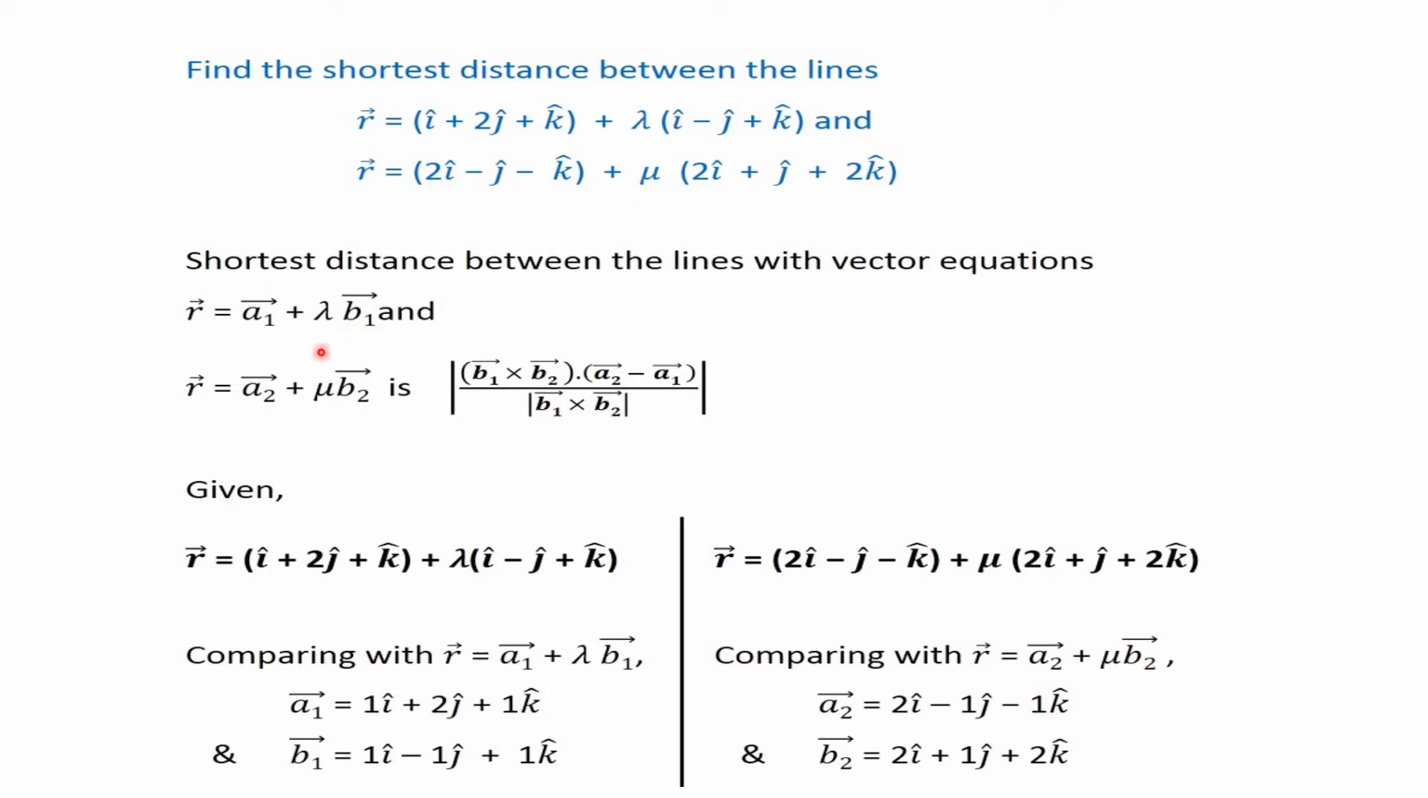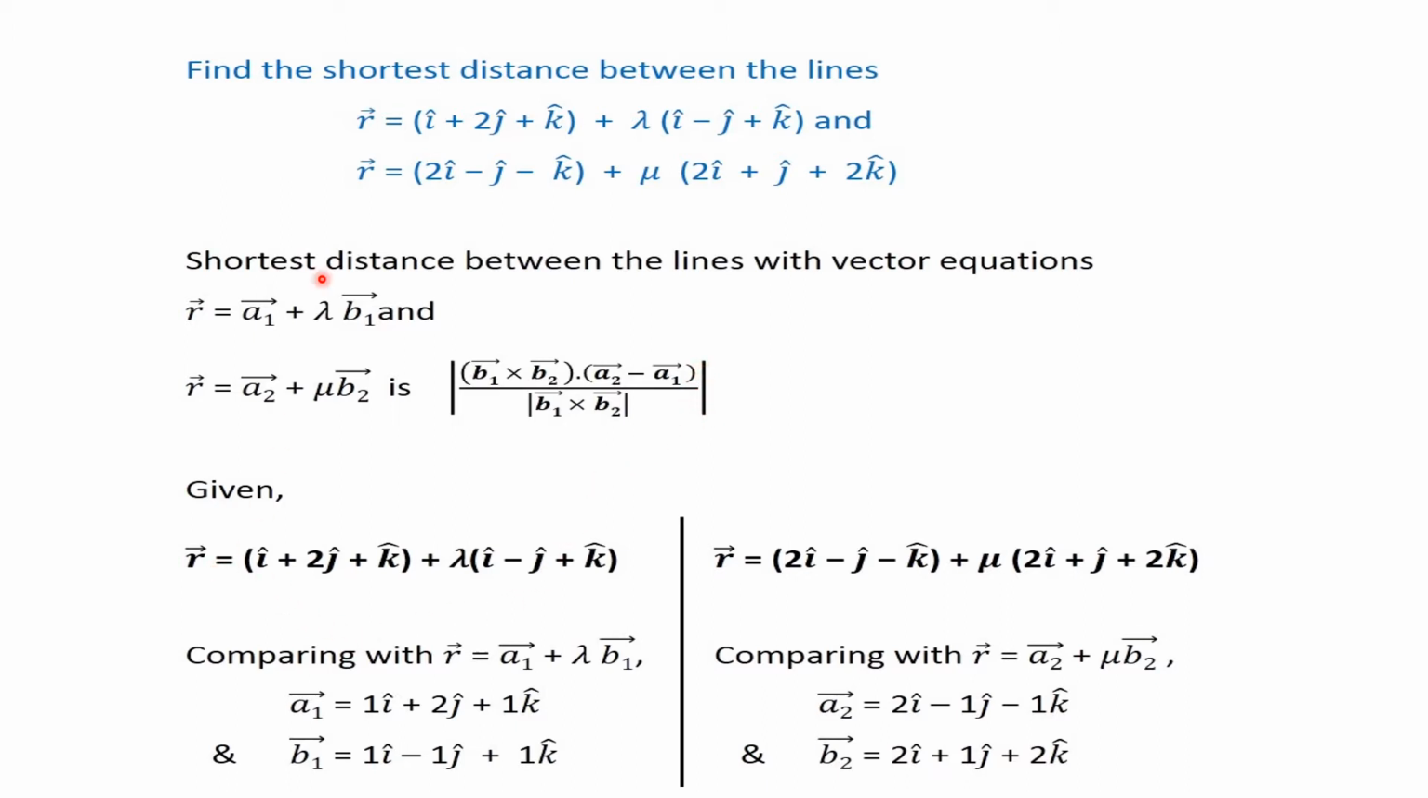So the formula for shortest distance between these two kind of lines is b1 cross b2, the parallel vector, b1 cross b2 dot a2 minus a1 upon b1 cross b2 whole mod, and since we are talking about the distance, we will put mod as we will consider only the magnitude, right?